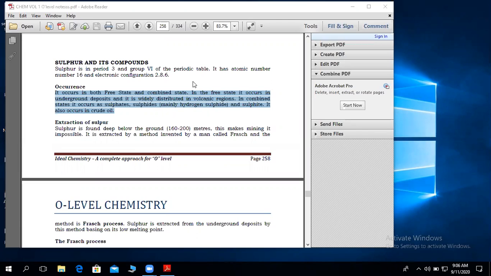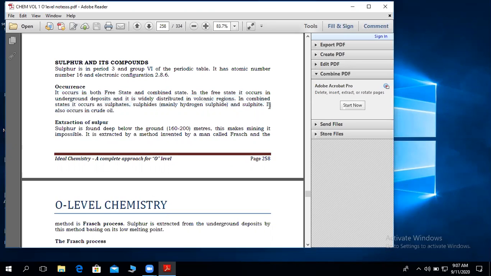And it can also occur in compounds. For example, sulfates, like iron(II) sulfate. In that formula, you realize that there is sulfur as an element, so it occurs there. Sulfites: a sulfite ion or radical is SO3 2-. So sulfur is still there. And it can also occur in sulfides, like hydrogen sulfide. Hydrogen sulfide is a compound of hydrogen and sulfur.